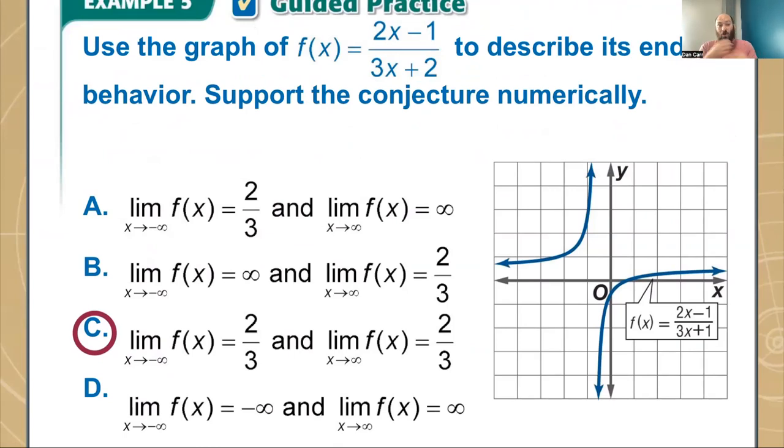And that has to do with our horizontal asymptotes when it comes to a lot of our rational functions.